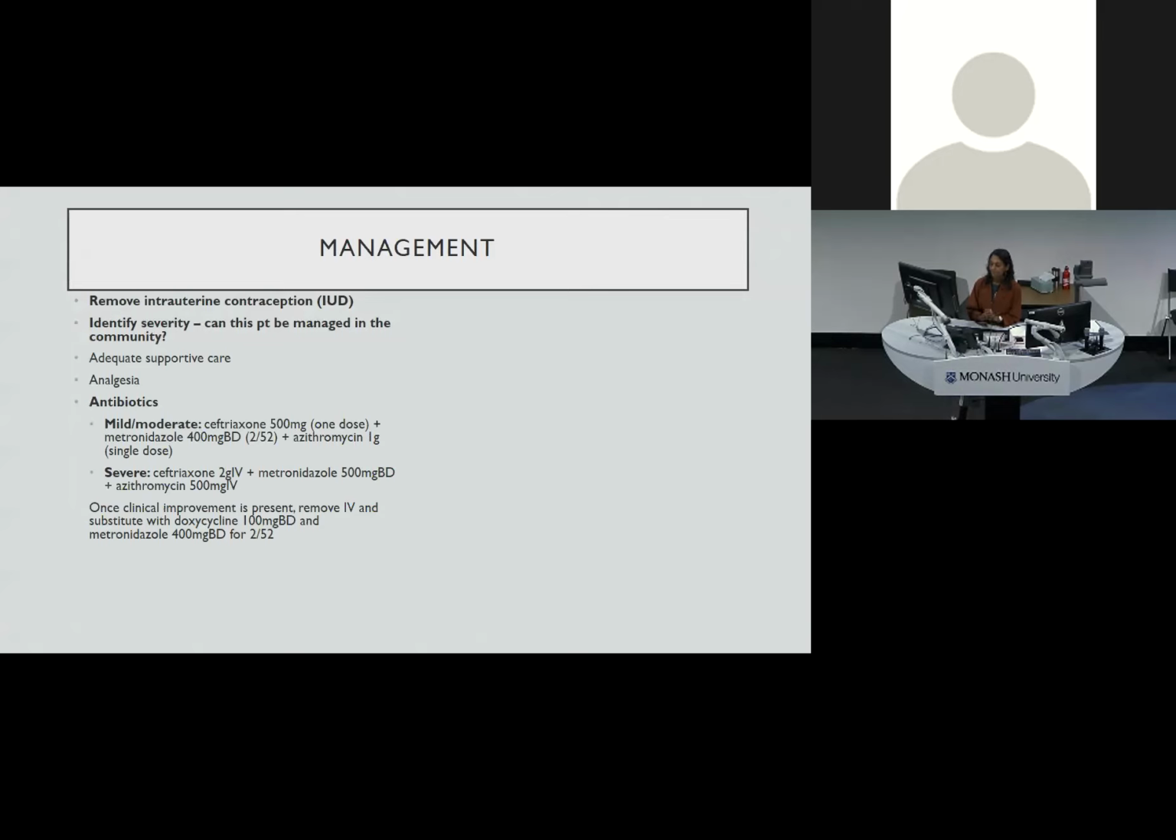For anyone who is severe, they need to be in hospital because you need to give some drugs IV. So it's ceftriaxone, metro, and azithro, but ceftriaxone and azithro are IV. Once you see change in their symptoms, so as soon as they start to get better, you don't need to give them IV meds anymore, but you substitute and give them doxy instead, and it can be done orally, so they can then be discharged. But you do need to see that clinical improvement before you move to oral medications.